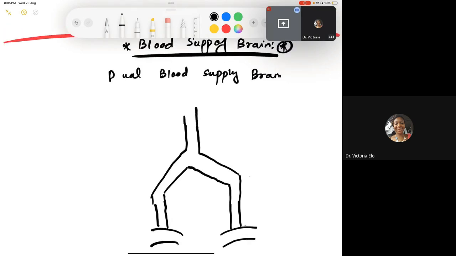This basilar artery is going to be moving through the pons, giving some small pontine branches. From the pons, this basilar artery is going to give some branches, which I'm going to discuss in a bit. But in the end, it is going to divide as the posterior cerebral arteries, which are going to supply the posterior cerebrum, the occipital lobe. Is it clear?